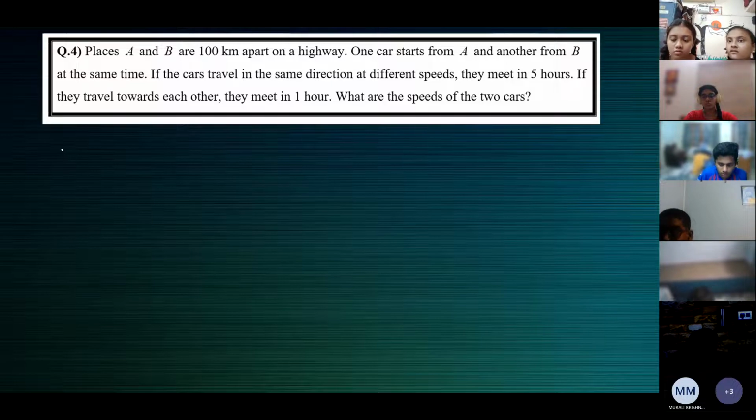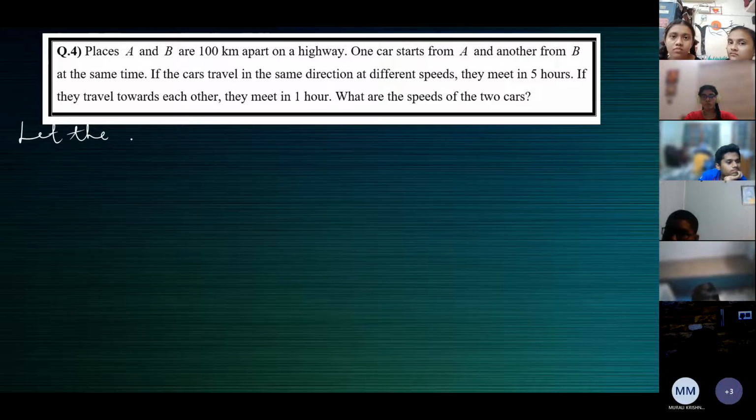I'm sure the question is not completely understood, so we'll take it in parts. Now, first, what is it that we have to assume? There are two cars, and the question asks: what are the speeds of the two cars? So we normally assume whatever is to be found. So we'll say, let the speed of the car that starts from A.